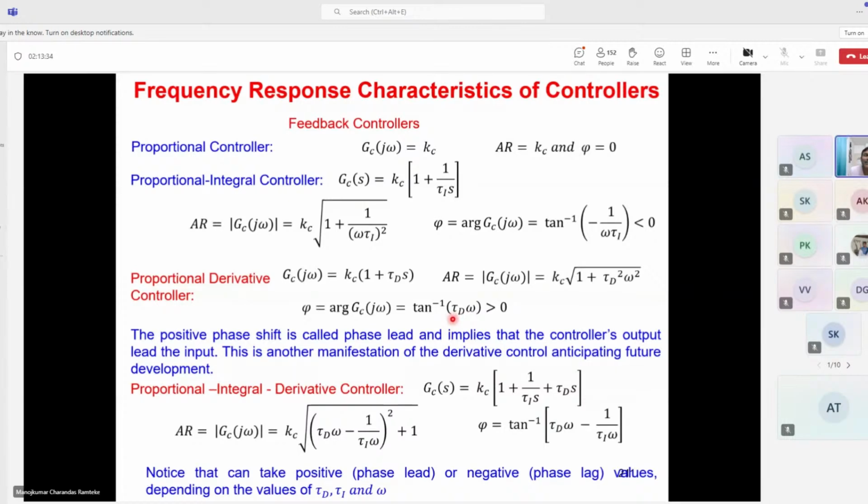Derivative controller actually does what? It actually predicts the future error, isn't it? So that's why we are getting a phase lead here.